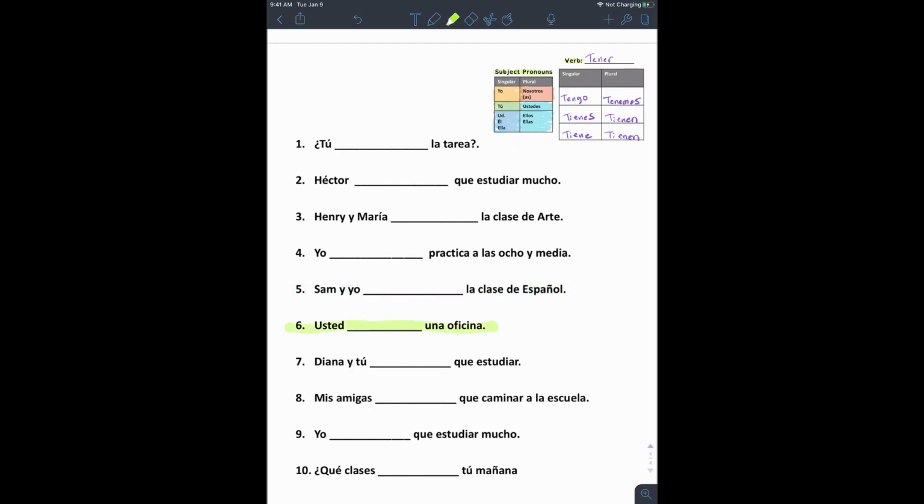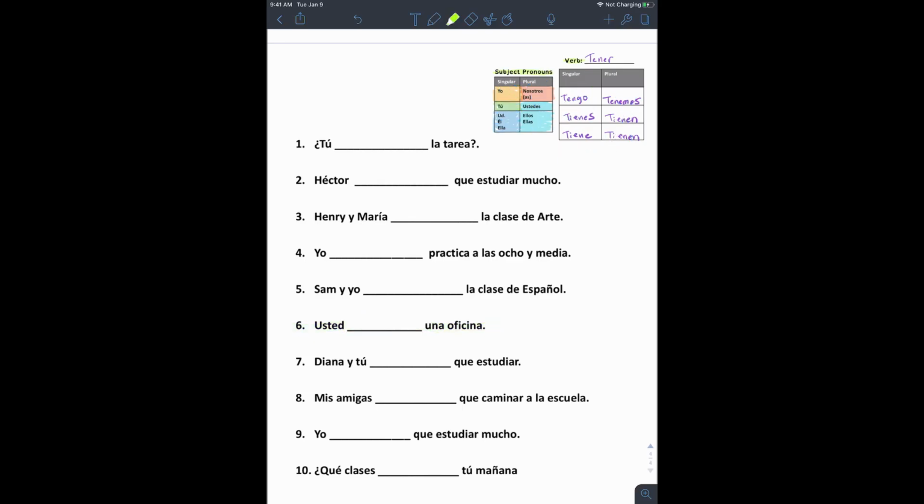6, usted blank una oficina. You have an office. Okay, one person, usted, talking to one person, eliminate the plural already, does not say yo. Remember, it needs to say yo. It needs to say tú in order for it to be tienes. And again, usted is right there. Our verb is tiene una oficina.